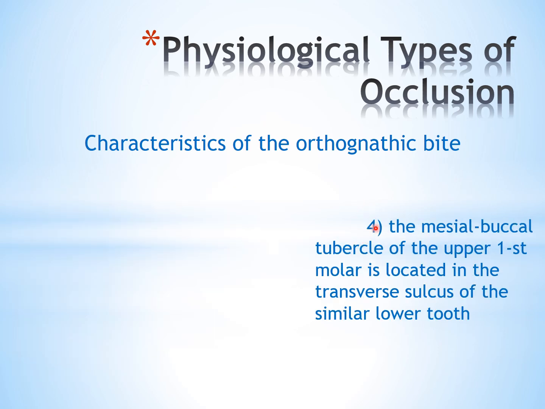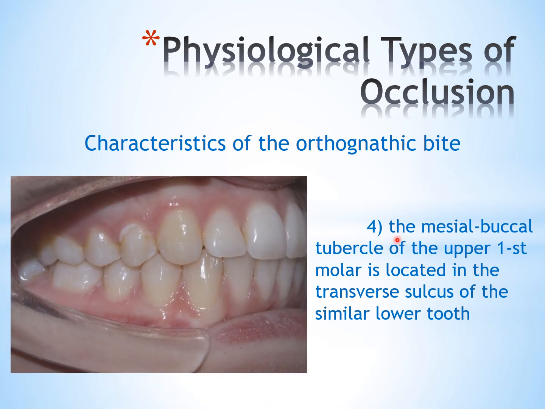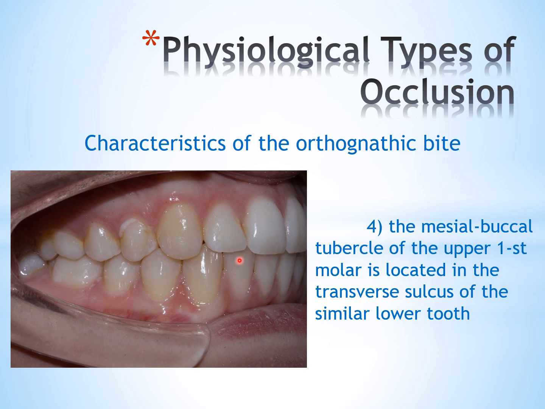Fourth one, the mesial buccal cusp of the upper first molar is located in the transverse sulcus of the similar lower tooth.